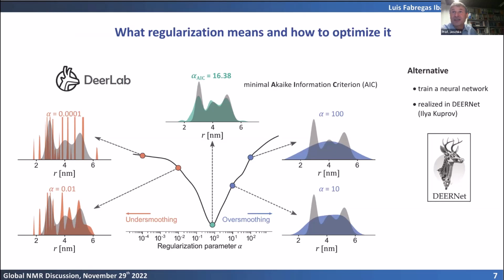I should also mention that there's an alternative way of doing this. If you always work with the same pulse sequence, you can also train a neural network. And this is realized in the DEERNet software by Ilya Kuprov. And what I will now show you on one example for this SRSF1 protein is that it may be useful to use both approaches and compare the results so that you can be reasonably sure that you have the correct result.